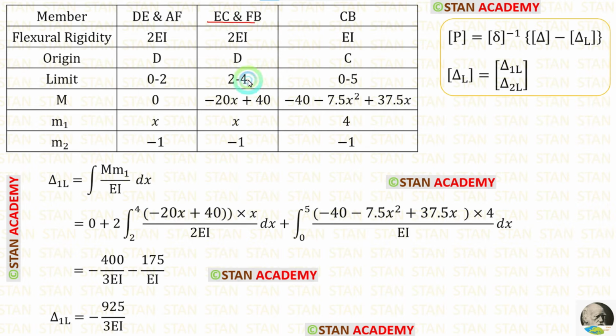For EC and FB, capital M is minus 20x plus 40. Small m1 is x. Since there are two members, we have to multiply the integration with 2. The flexural rigidity is 2EI and the limits are 2 to 4. For CB, capital M is minus 40 minus 7.5x square plus 37.5x. m1 is 4. The flexural rigidity is EI. The limits are 0 to 5.